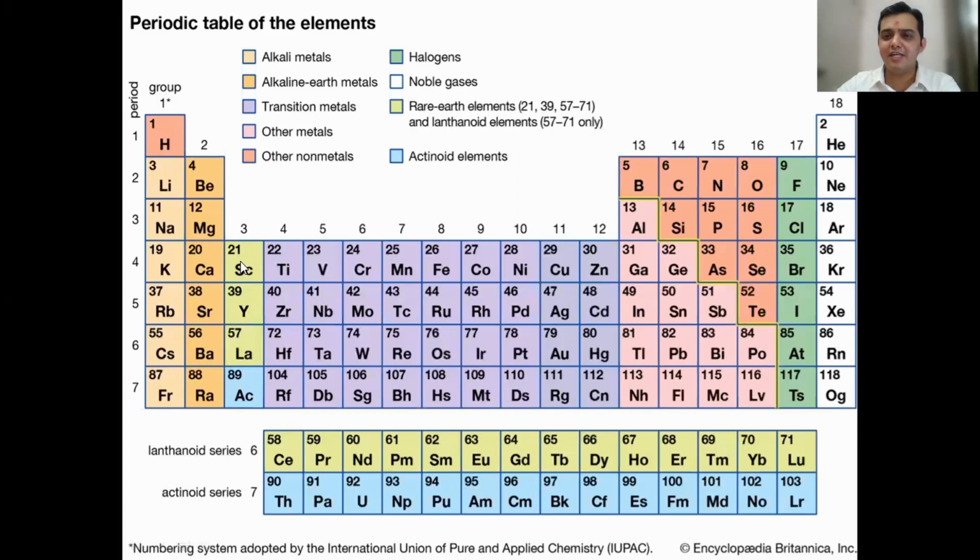So this is the periodic table. We all have learned elements 1 to 20. And from 21 to 30, the shortcut for 1 to 20 everybody knows, but the shortcut for 21 to 30 is this: scandium, titanium, vanadium, chromium, manganese, iron, cobalt, nickel, copper, zinc.